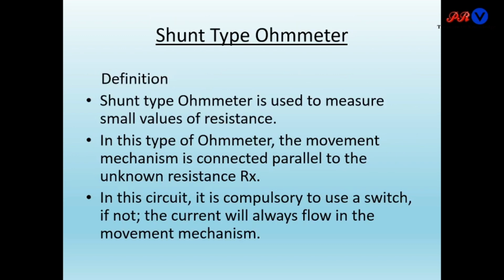Next is the shunt type of ohmmeter. Definition: shunt type of ohmmeter is used to measure small values of resistance. In this type of ohmmeter, the movement mechanism is connected parallel to the unknown resistance, while in case of series, we connected the movement mechanism in series. In this circuit, it is compulsory to use a switch. So in this shunt type of ohmmeter, we always use a switch. If a switch is not used, the current will always flow in the movement mechanism or galvanometer.